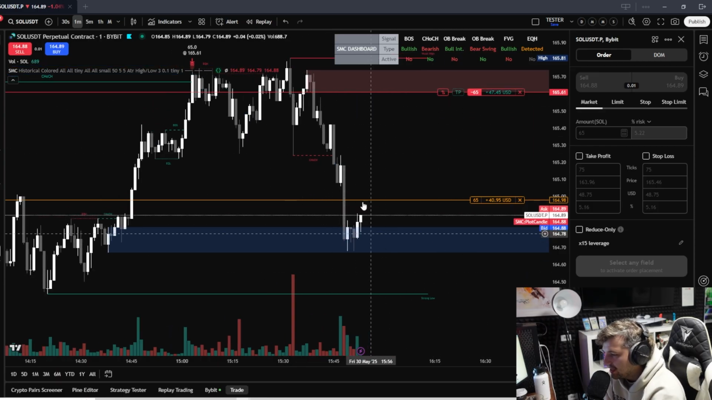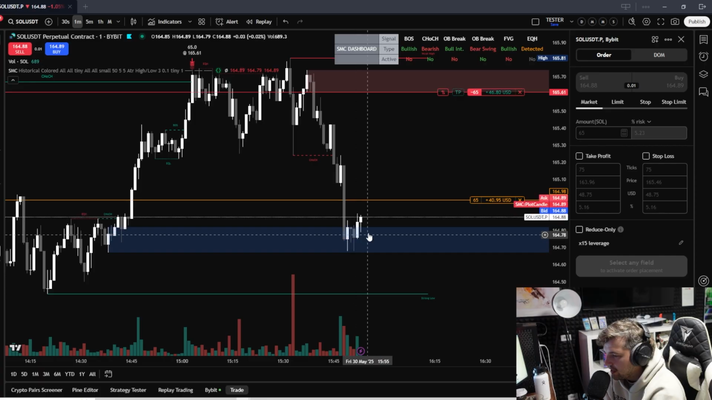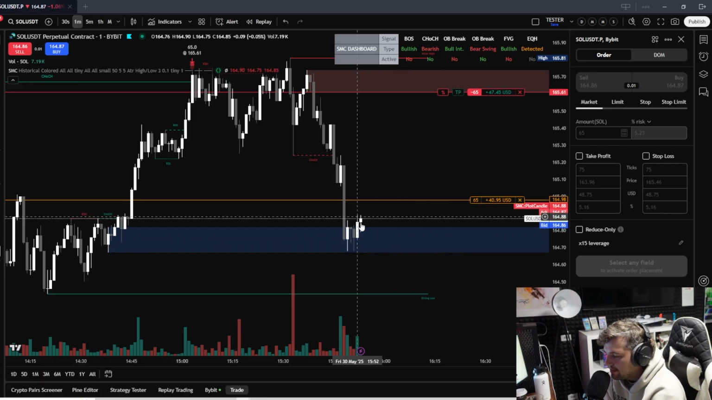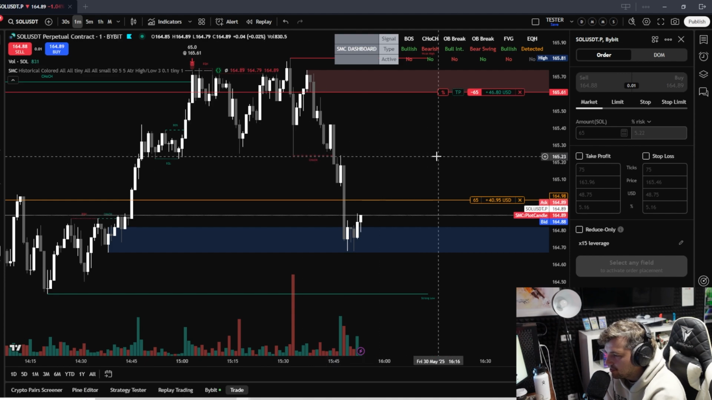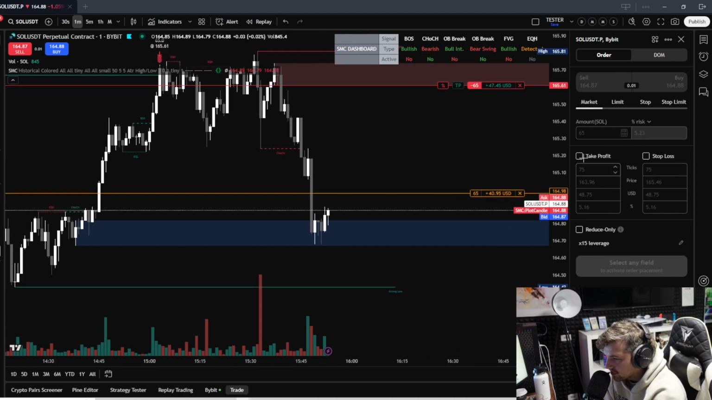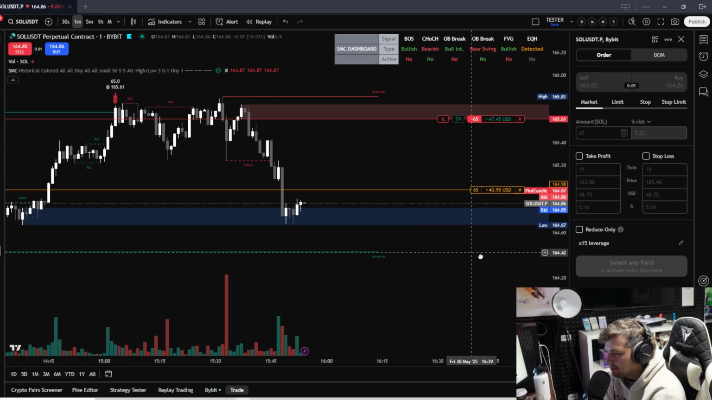Again, you don't really see these huge declines like this without some sort of recovery. So that might be what is happening now. It wouldn't surprise me if this does sort of get back up to this change of character level before the next leg down. So it really just depends on your risk profile.